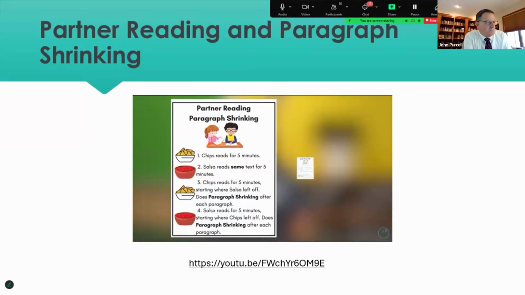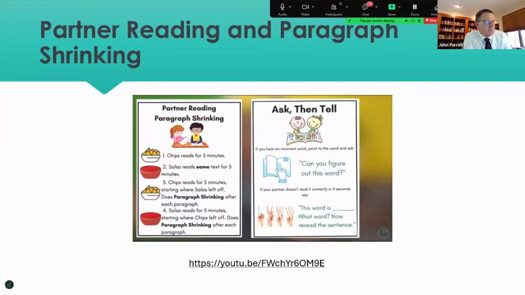If there's any mistakes in that, there's a protocol for that too. It's called ask then tell. If they hear an incorrect word, they say, can you figure out this word? And they point to it. And then in their head, they count to 4. And if the student still can't figure out the word, they tell them. And the verbiage is practiced.